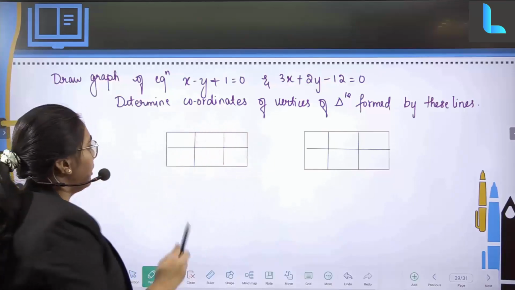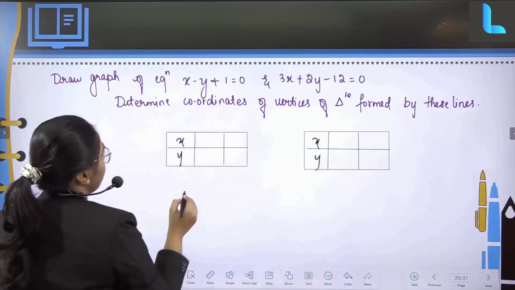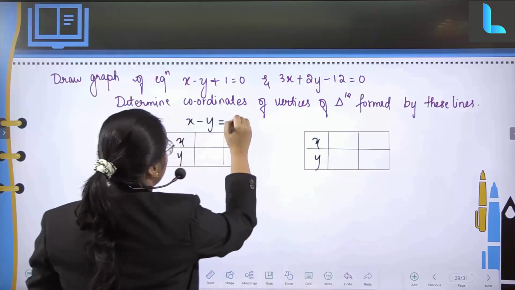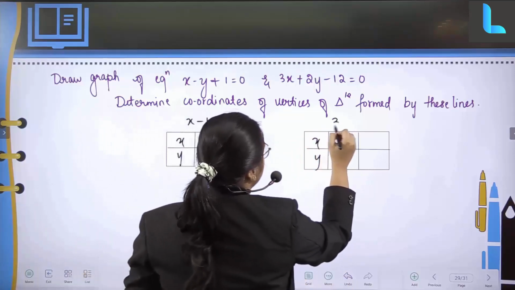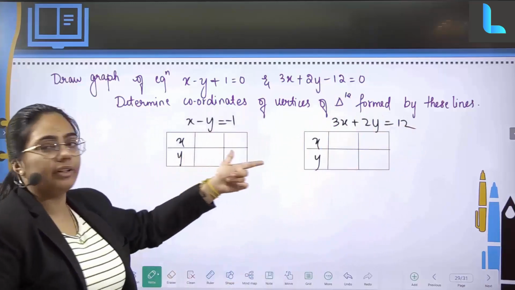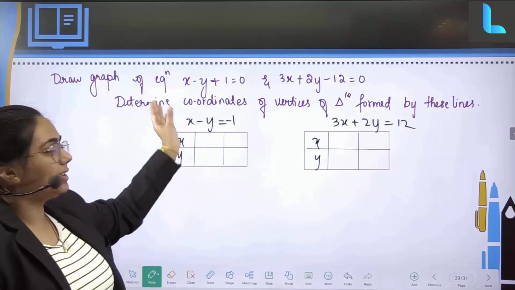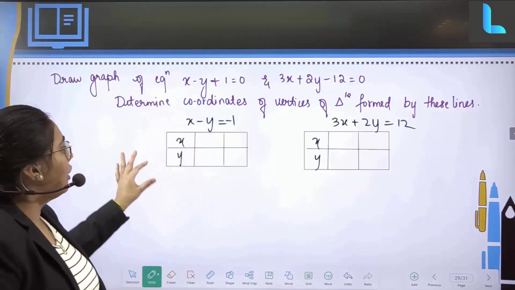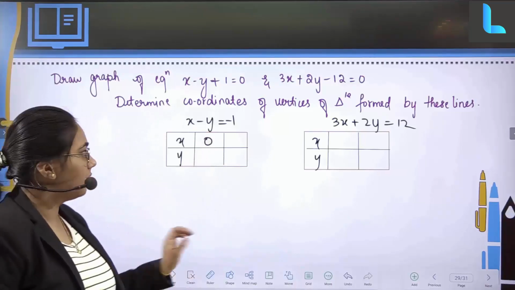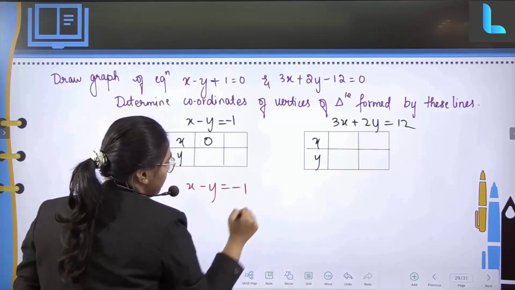Just two values is sufficient. So first it's going to be x and y for both of them. The equations for these boxes are going to be x minus y is equal to minus 1 and 3x plus 2y is equal to 12. The same equations I have written with the constant shifted to the right hand side. Just the constant I have shifted from the left hand side. So first, suppose I put the value of x is equal to 0 over here, that is x minus y is equal to minus 1.